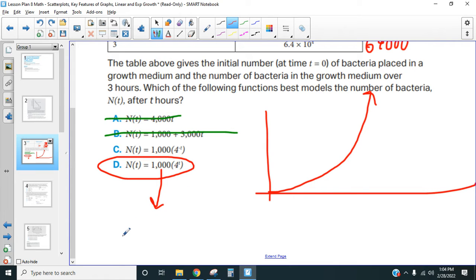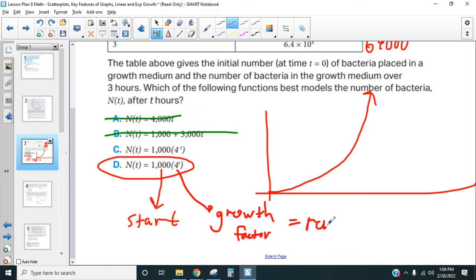This 1,000, draw a little arrow underneath and say starting amount. This is your start. We've done this before in here. Sorry about my handwriting. Okay, what's the 4 represent? Well, the 4 represents your growth factor. You could also call it the common ratio, is what some people call it. So what happens from one step to the next?